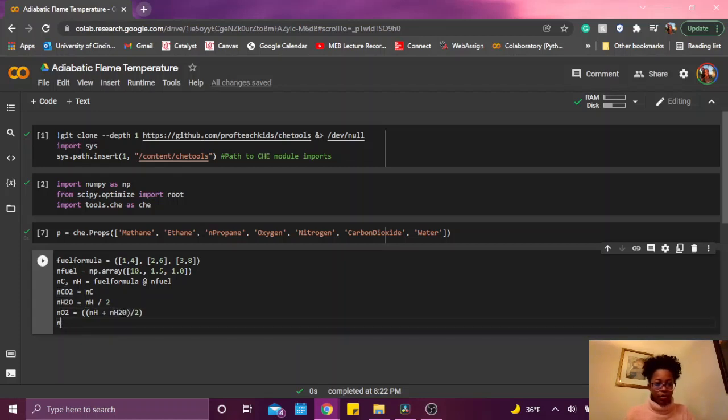And then for the moles of nitrogen, since it's not pure oxygen that we're burning with, it's air, and nitrogen is a big component of the air since it's 79% of it, we have to do the ratio of nitrogen to oxygen within air, which is 79 divided by 21, and then multiply that by the moles of oxygen.